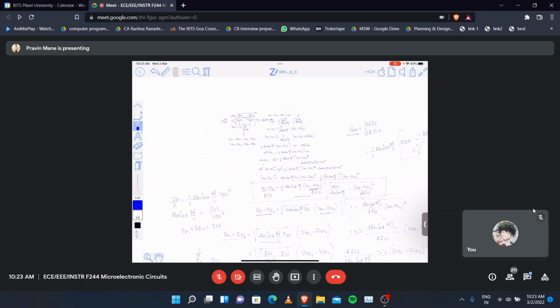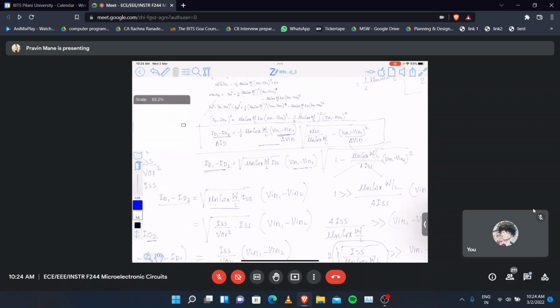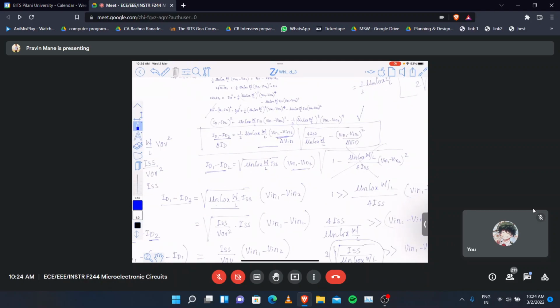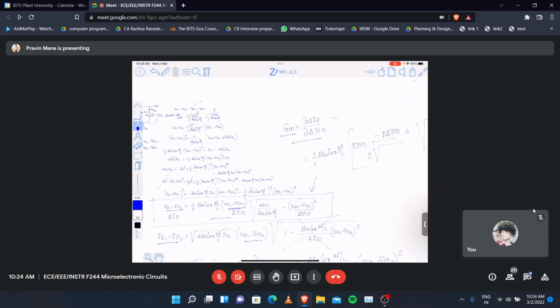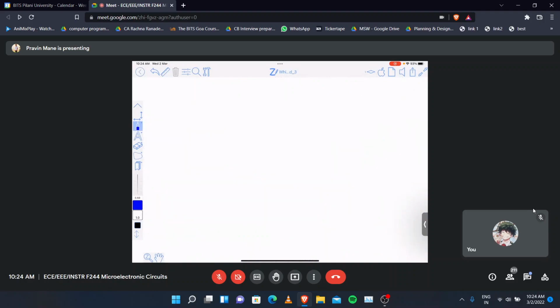So if you solve this particular expression, capital GM is maximum. So I said you differentiate it to get the value of GM. Again, that equation you differentiate it, equate it to 0. You will get the point at which capital GM is maximum, and that happens when delta V in is equal to 0. What is the meaning of it? Suppose I plot V in 1 minus V in 2 here, and here I am plotting capital GM. So GM will be maximum here.